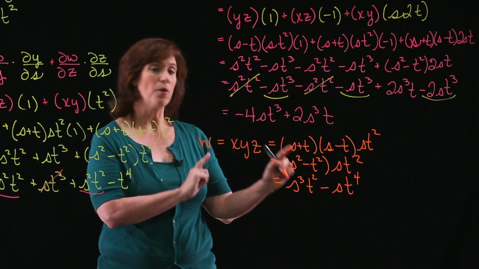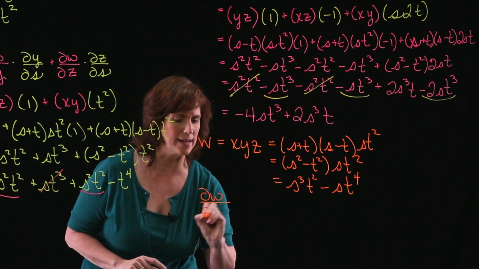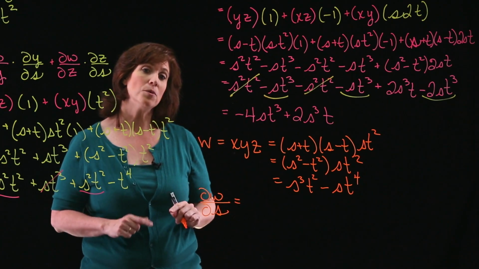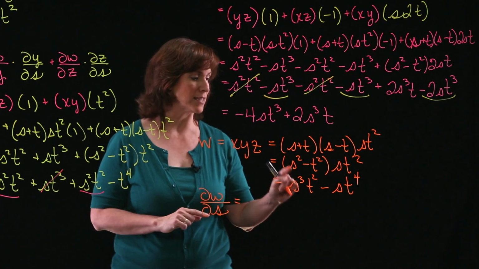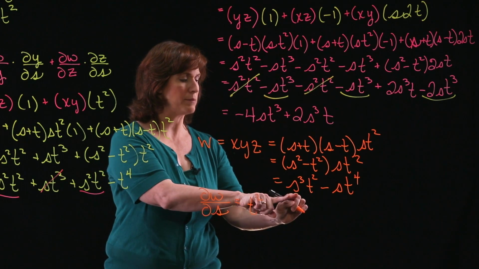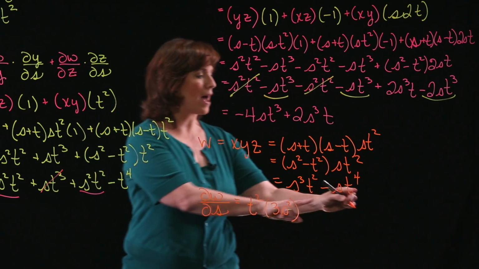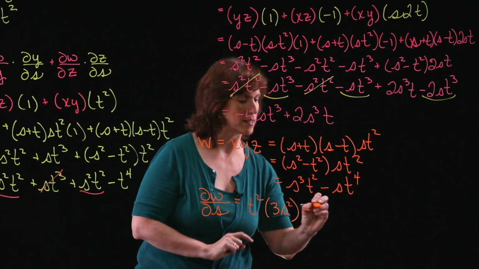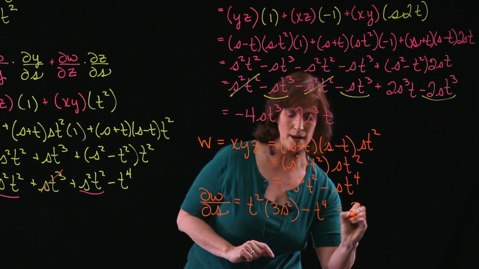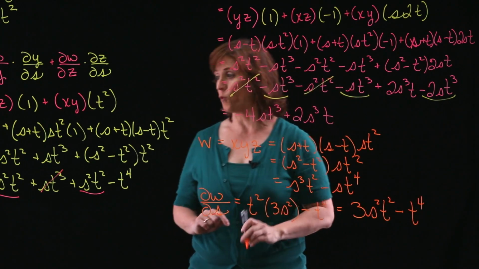Now that I have my function w all in terms of s and t, I can go ahead and find the partials with respect to s and with respect to t. So let's first of all do the partial with respect to s. If I do the partial with respect to s, I'm going to treat t like it's a constant. So my function is going to be t squared times the derivative of s cubed. So that's 3s squared. And now I've got minus, remember I'm treating t as a constant, so that'll be t to the 4th times 1. So that gives me 3s squared t squared minus t to the 4th.